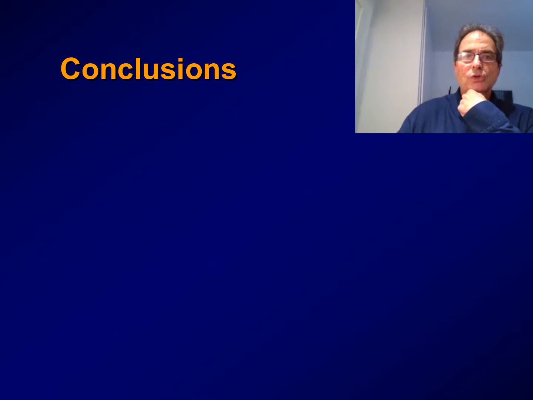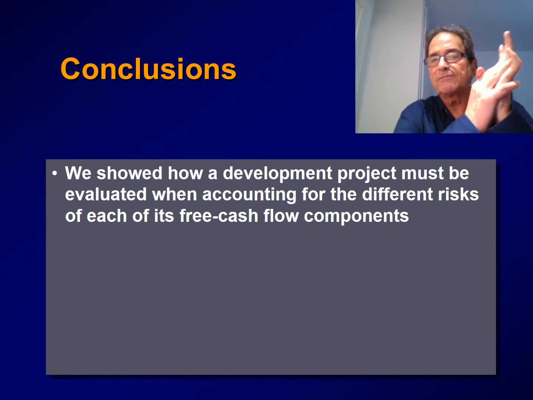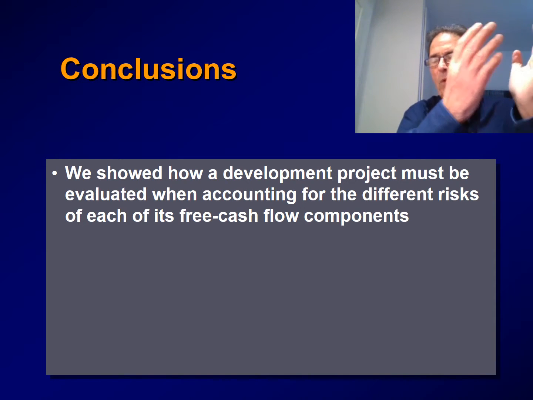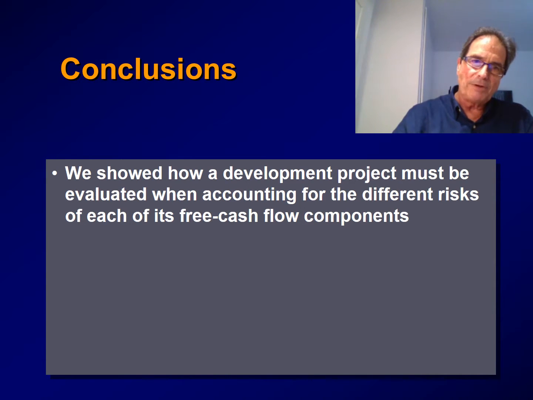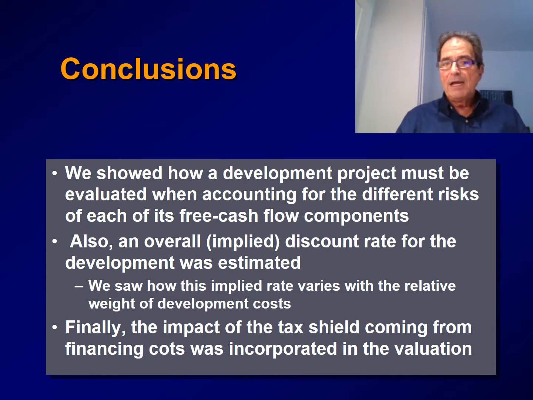So what can we conclude from this presentation? We showed how the development project must be evaluated when accounting for the different risks of each of these free cash flow components, in a similar way as we did with the income properties. Also, an overall implied discount rate for the development was estimated, and we saw how this implied discount rate varies with the relative weight of development costs. The higher the weight of the development cost, the higher the implied discount rate. And finally, we incorporated the impact of the tax shield coming from financing costs into the valuation.